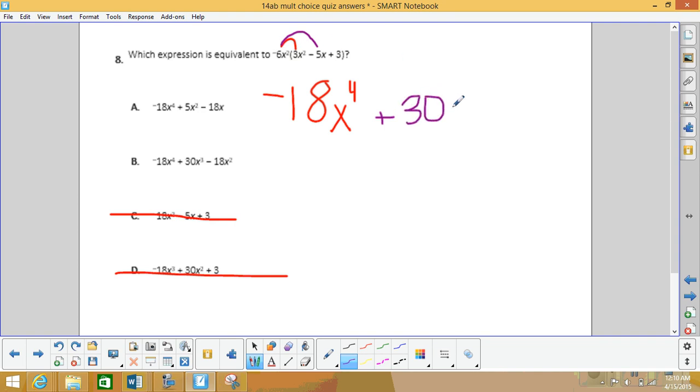X times x squared is x to the third power. And as you can see, we don't really need to go any farther. But if you did, the next term would be negative 18x squared. So 8 should have been B.